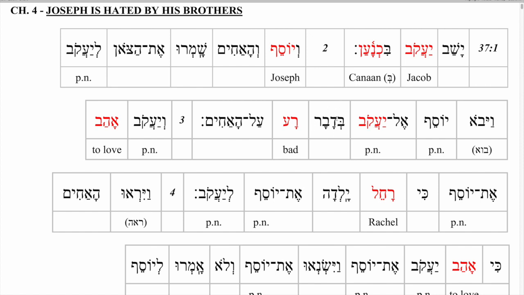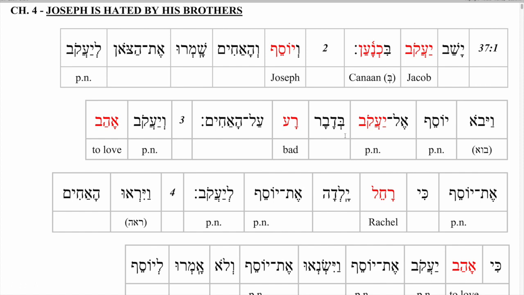Davar. Ra. So ba means in, on, or with. So he came to Jacob in a word or on a word. That would be a strange way for Jacob to come in, or maybe with a word. That makes more sense. See, this is how you translate prepositions.